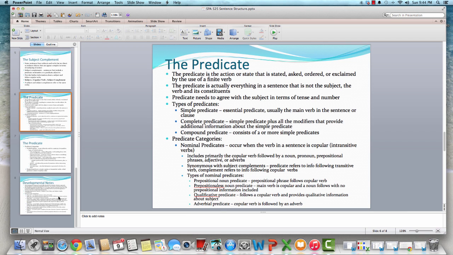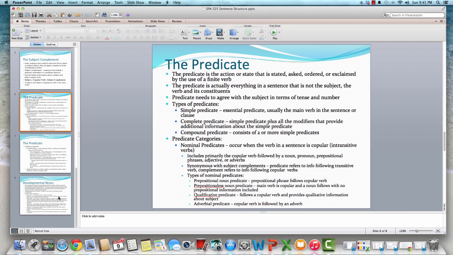It is synonymous with subject complements. The predicate refers to info following a transitive verb. The complement refers to info following copular verbs. So you use subject predicate for transitive verbs. You use a complement when it's following an intransitive copular verb. The types of nominal predicates. We have a prepositional noun predicate where a prepositional phrase follows the copular verb.